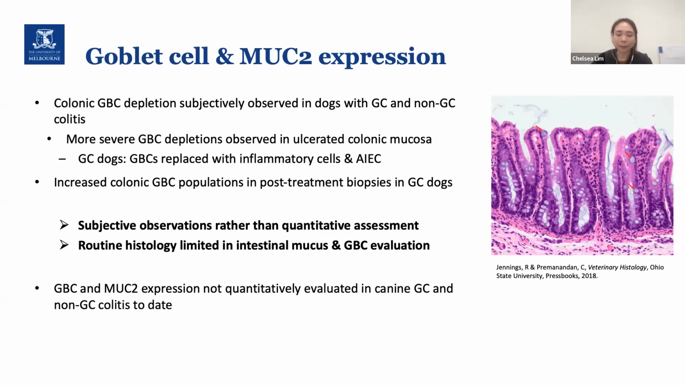However, these studies have been based on subjective observations rather than quantitative assessment of goblet cells. And one key reason is the inherent limited ability to accurately assess mucus and goblet cell populations in intestinal tissue using routine tissue preservation techniques. As such, goblet cell and MUC2 expression have not been quantitatively evaluated in canine colitis to date.